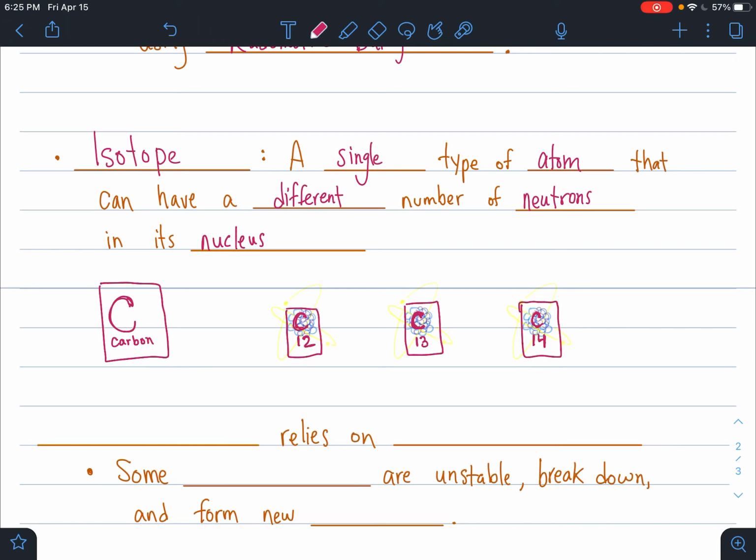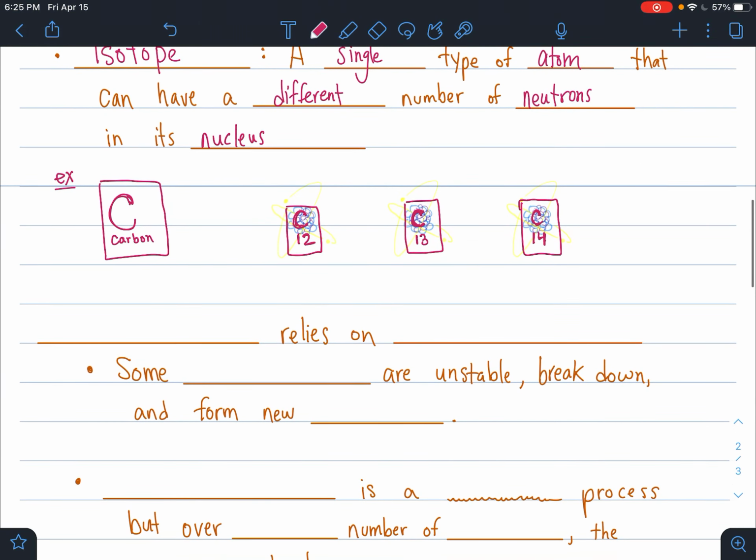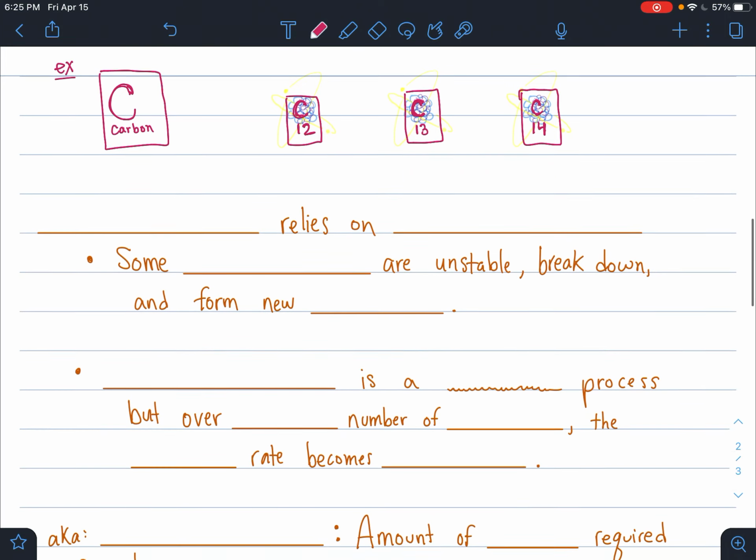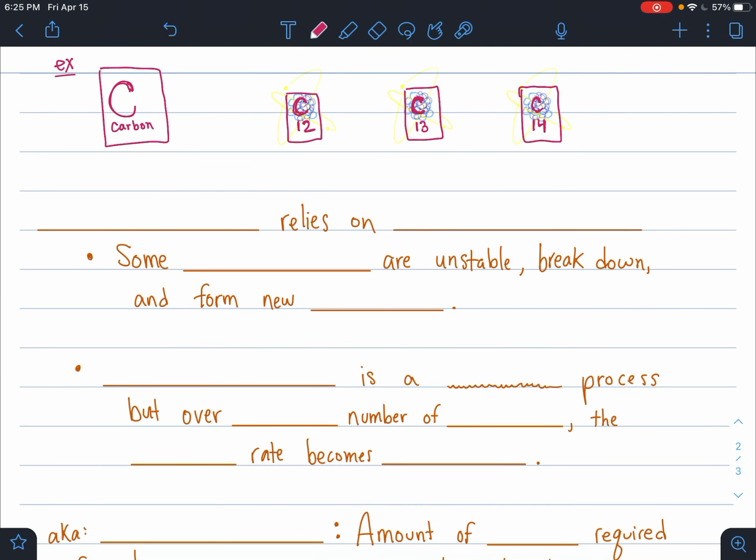I'm just going to draw those representations there to show that an example of an isotope is carbon. It can have 3 different isotopes. It can have carbon 12, carbon 13, or carbon 14. And that's how we typically would say that. It's carbon 12, carbon 13, carbon 14, and so on, depending on what the element is.